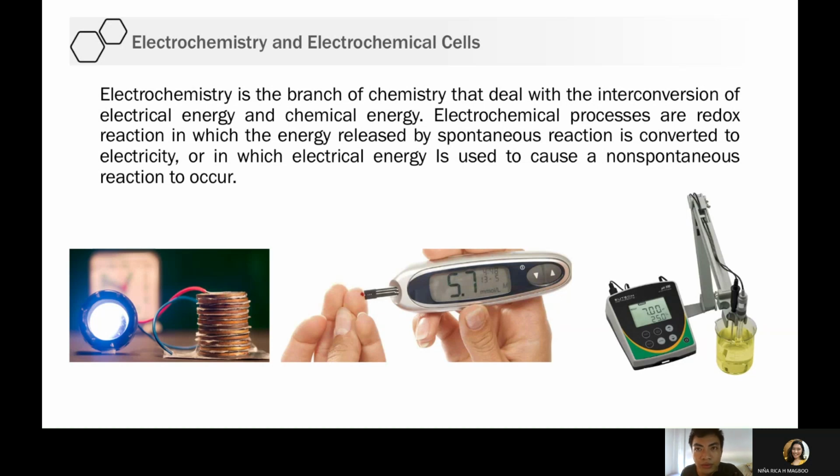Okay, so another example would be this one. This is a stack of coins with paper submerged in zinc. If you combine zinc and copper coins, you can actually power an LED light. This is an example of electrochemistry. So we are going to understand how to utilize the conversion of chemical energy and electrical energy.